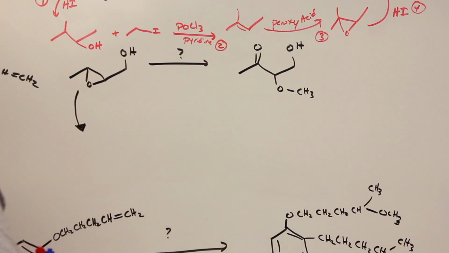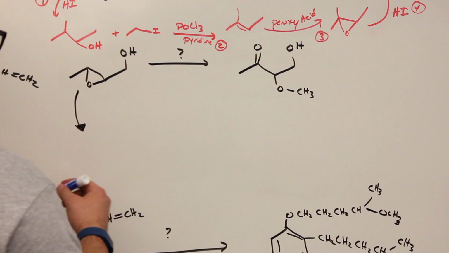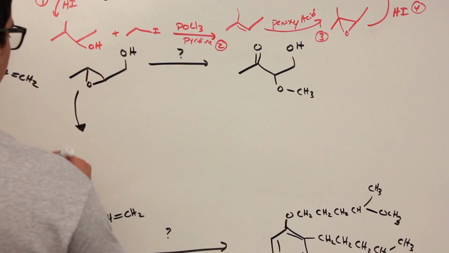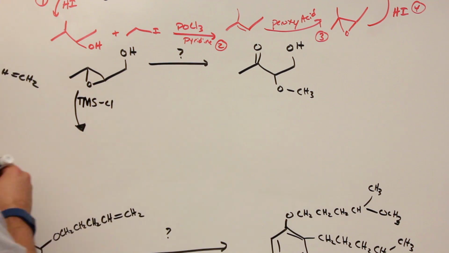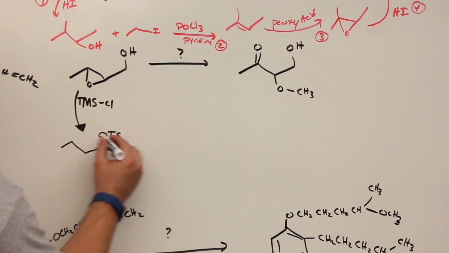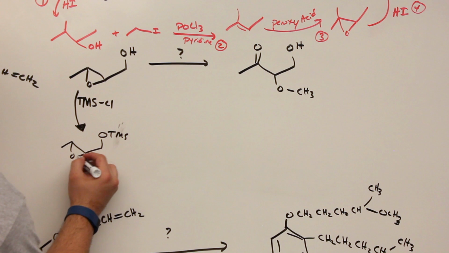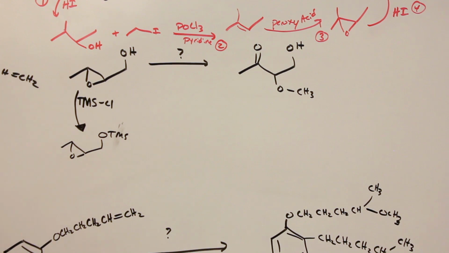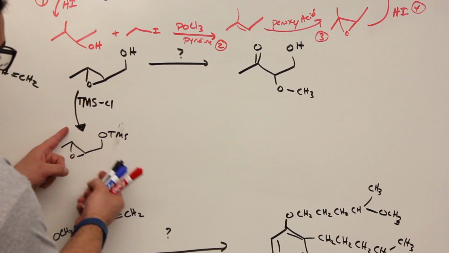So what I'm going to try to do here first off is a TMS reaction. So let's do the TMS-Cl, our chlorotrimethylsilane, and let's protect that alcohol so we don't have that alcohol reacting. So now we have this O-TMS group here, and we have our epoxide. Okay, let's go ahead and open up the epoxide, but let's open it up to where I put an OH here and an OCH3 here.